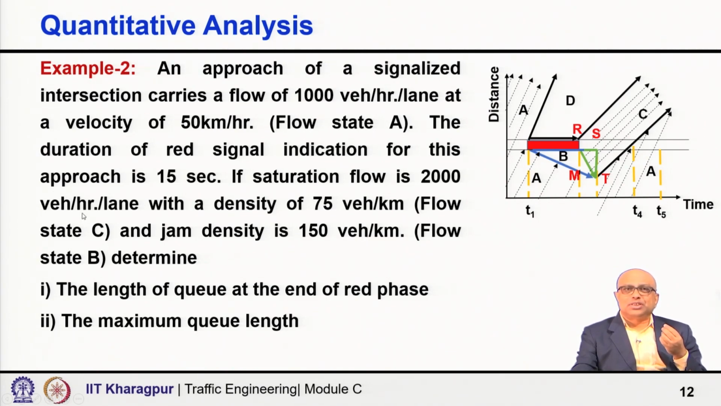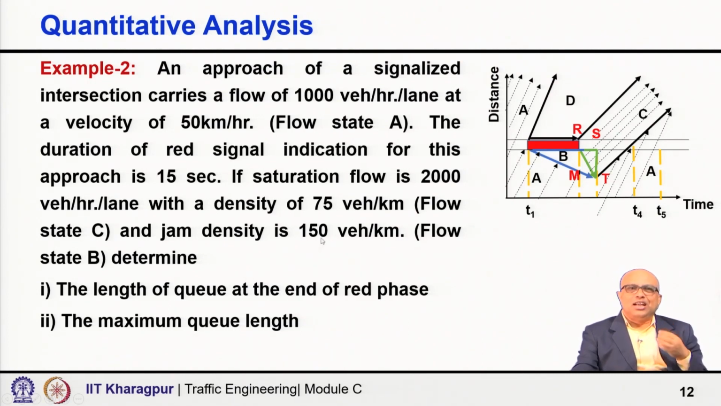So, for the traffic state C, we know the flow, that is 2000 vehicles per hour, and we know the density as 75 vehicles per kilometer. So, we can easily calculate the speed from that. Flow is known, density is known, speed can be calculated for traffic state C. The jam density is 150 vehicles per kilometer, that is for the traffic state B, because vehicles are queued up in front of a signal which is red.